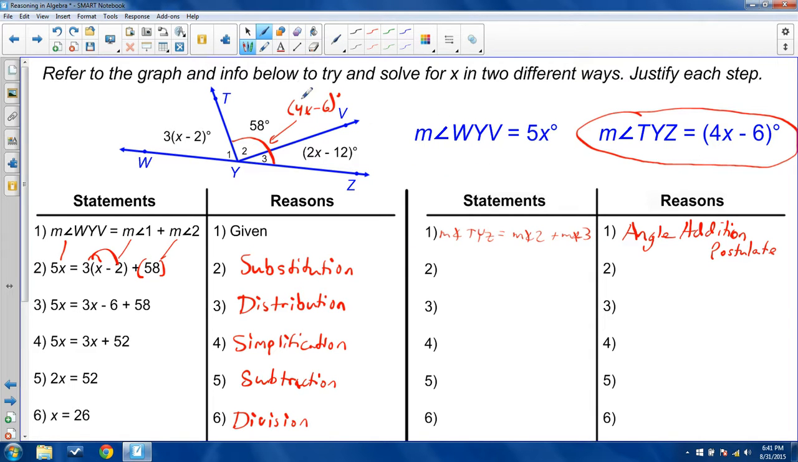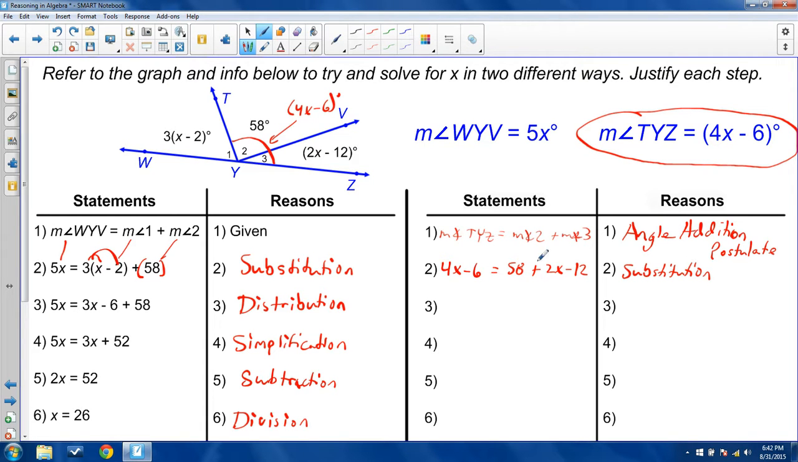Well, now we're going to use some substitution here. I'm going to substitute 4x minus 6 in for TYZ. Angle 2 is 58 degrees. And then 2x minus 12 is the measure of angle 3, or at least in degrees. And again, that was a substitution. In a way, when you're doing these steps, you're actually thinking of the reason before you make your statement. But if you're telling somebody else, sometimes you want to tell them the statement and then say, this is why. Even when I teach something, I don't say why something is and then teach it. I teach it and then I give the reason why.